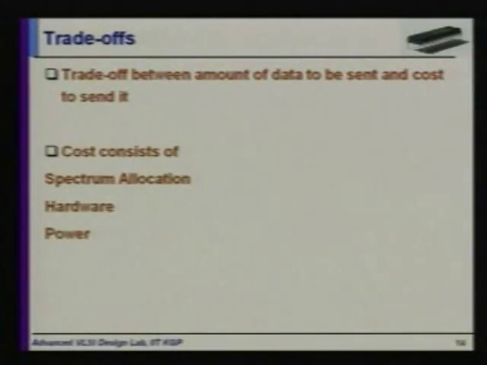Now, what is the trade-off between the amount of data to be sent and the cost to send it? If I had the money, I would have occupied 50 GHz of space from 0 hertz to 50 gigahertz and transmitted the whole lot of things I wanted to transmit. With a bandwidth of 0 hertz to 50 gigahertz, I would have transmitted a Blu-ray disc in 1 second. But that is not so. I would have to spend millions of dollars or crores of rupees to get that sort of thing. I won't get it anyway.